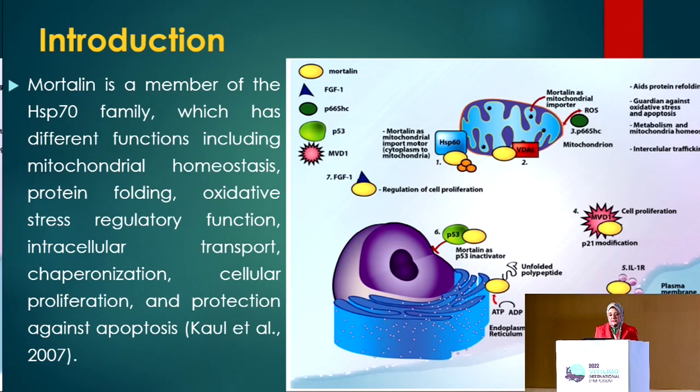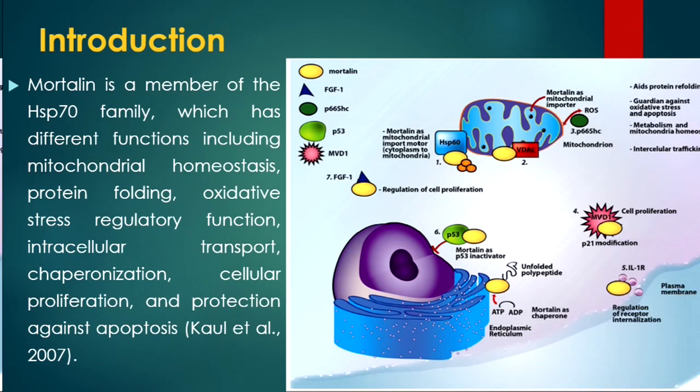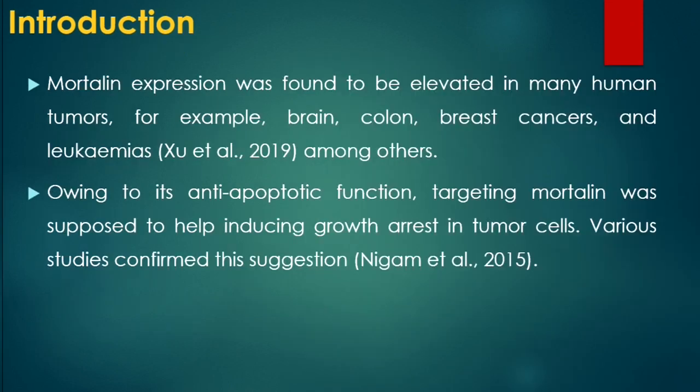Mortalin is a member of the heat shock protein 70 family, which has different functions, including mitochondrial homeostasis, protein folding, oxidative stress regulatory function, intracellular transport, chaperonization, cellular proliferation, and protection against apoptosis. Mortalin expression was found to be elevated in many human tumors, for example, brain, colon, breast cancers, and leukemias, among others. Owing to its anti-apoptotic function, targeting Mortalin was supposed to help inducing growth arrest in tumor cells. Various studies have already confirmed this suggestion.